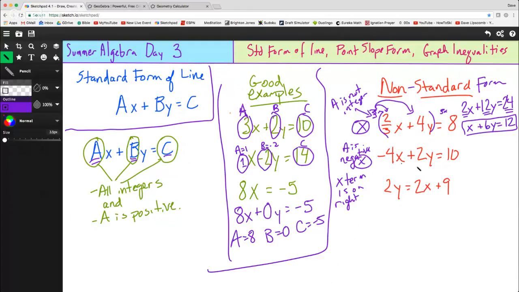Here, I can multiply through by -1. Notice what happens if I multiply my left side by -1 and my right side by -1. I'm going to distribute. So I get 4x, -1 times -4x is 4x, minus 2y equals -10.